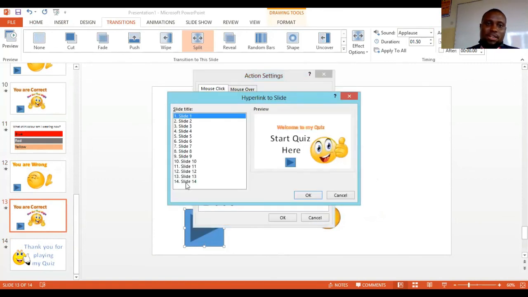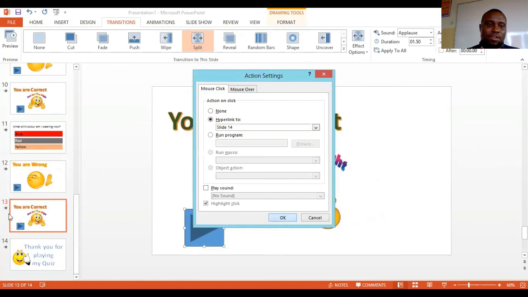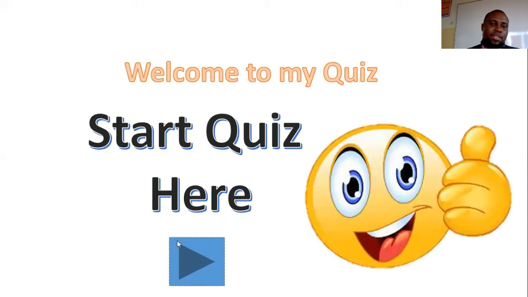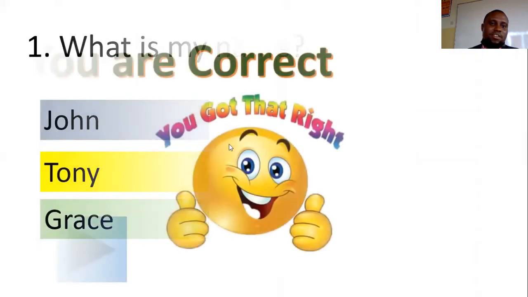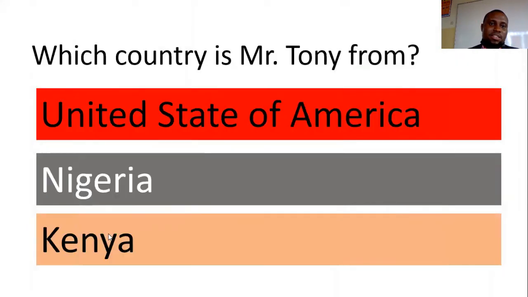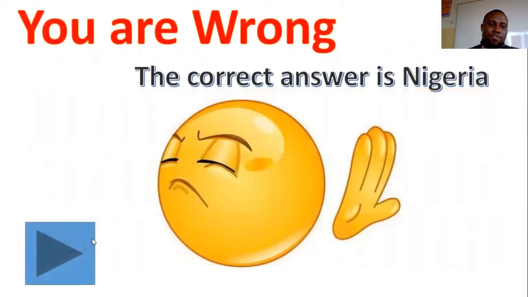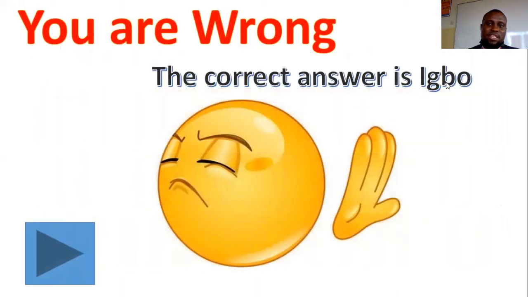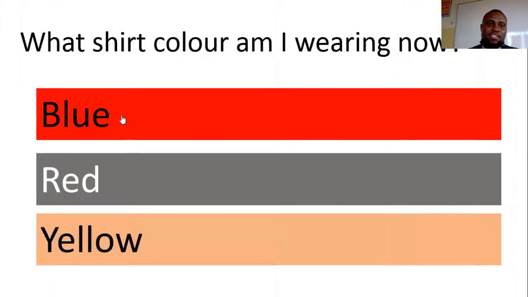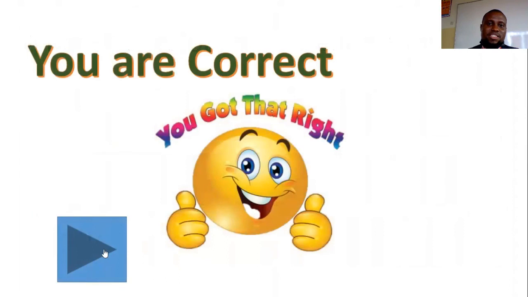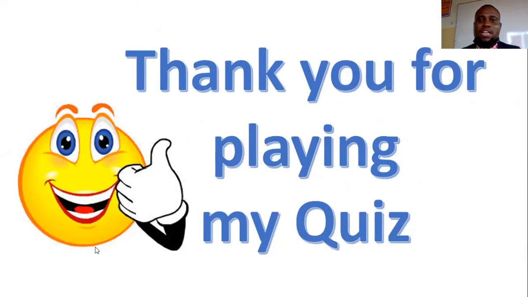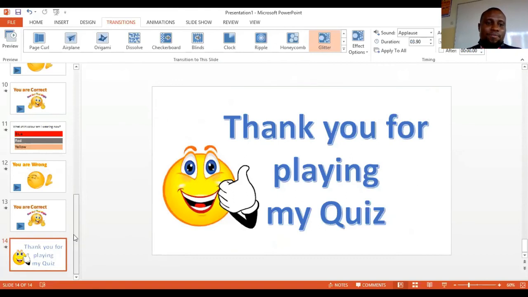It's always good for you to test out what you've done so that you know whether you're right or you're wrong. Now, I can come to the beginning. Start the slide. Click this, slides, John, click this, next, Kenya, wrong, click this, next, also, you're wrong, you're writing the correct answer at the side, click this, next, I'm wearing red, click this, and the slide. Okay, so that is how you create your interactive quiz.